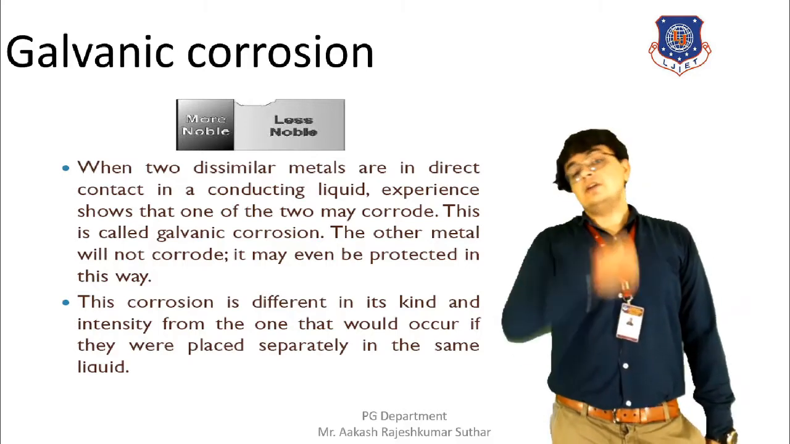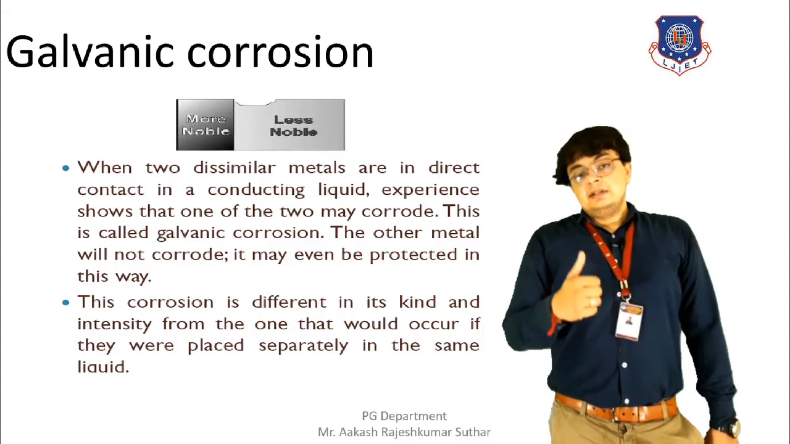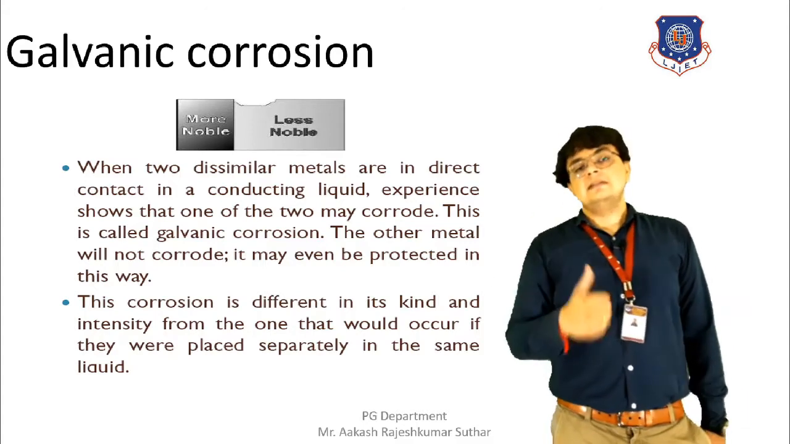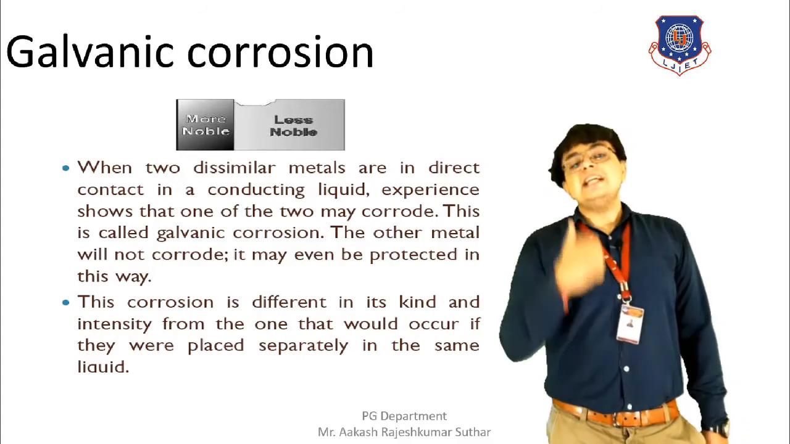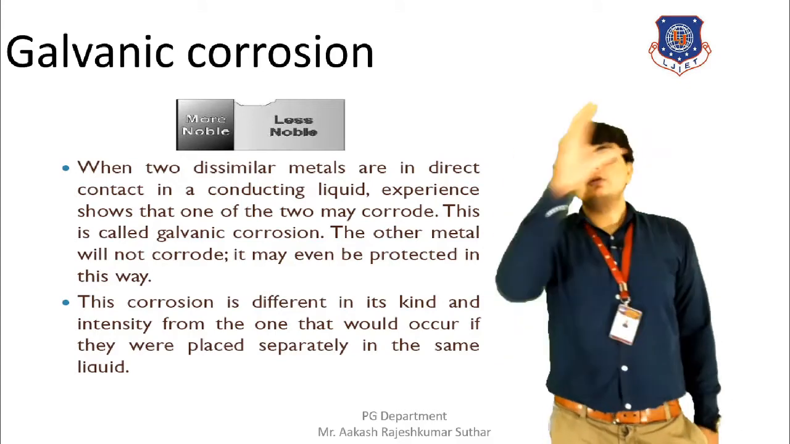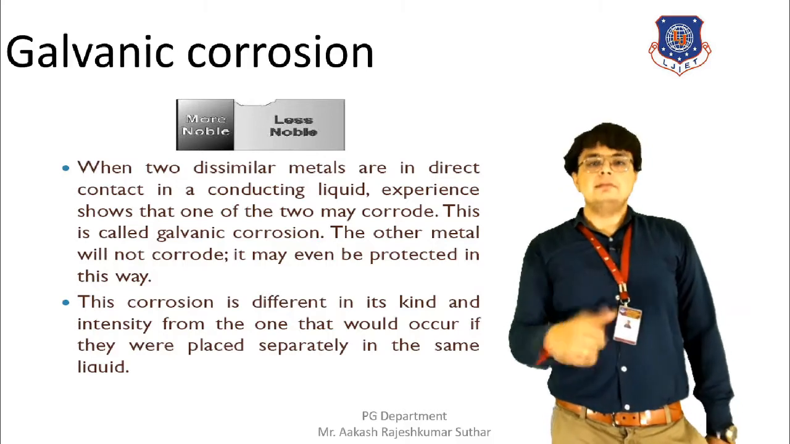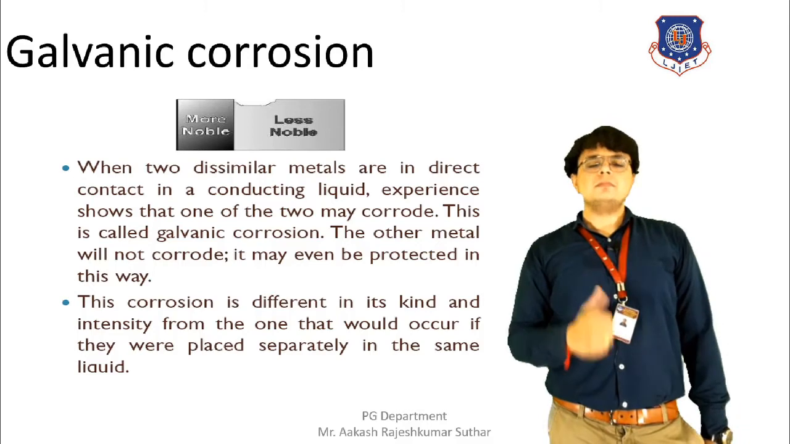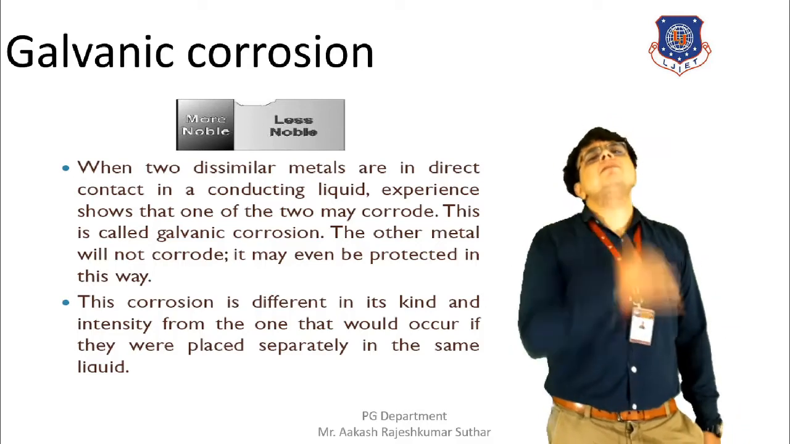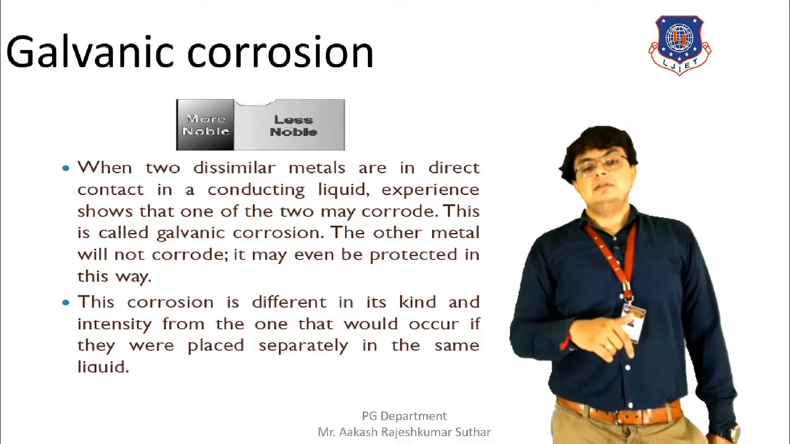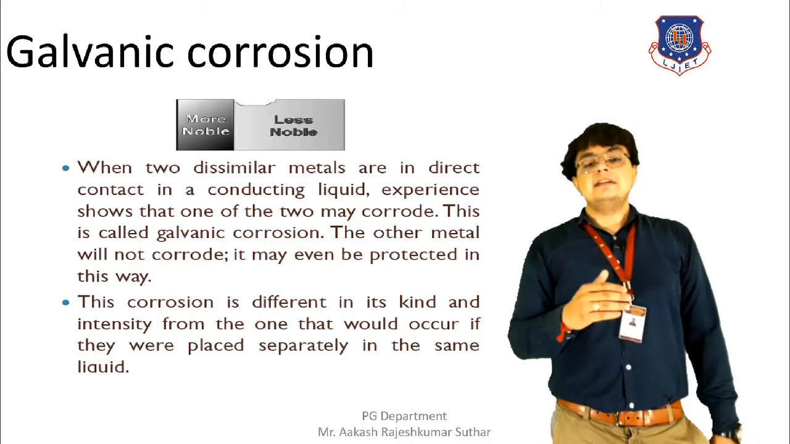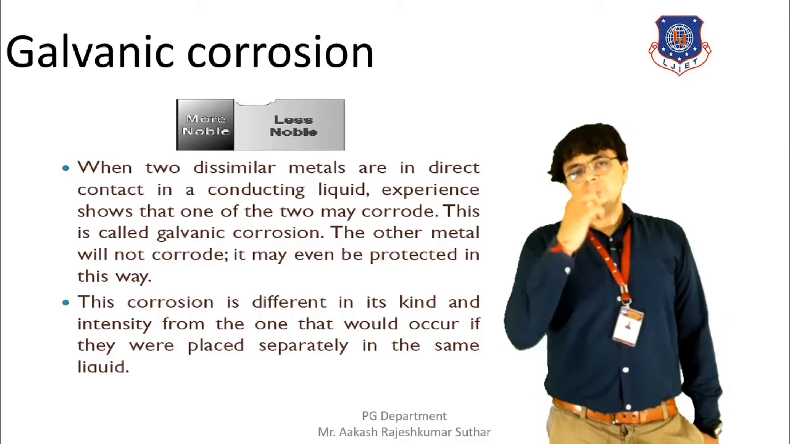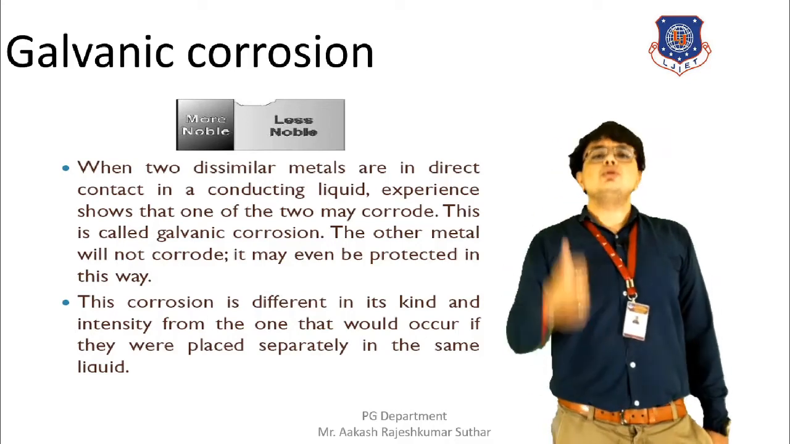And as a result of this, the other metal will not corrode right away, but the protected zone, or we can say the protected layer, will be removed. And by this, the chances of the occurrence of corrosion will increase. This corrosion itself is different from the other type of corrosion. And it is necessary that if they are placed separately, then care should be taken. So this is how galvanic corrosion takes place.